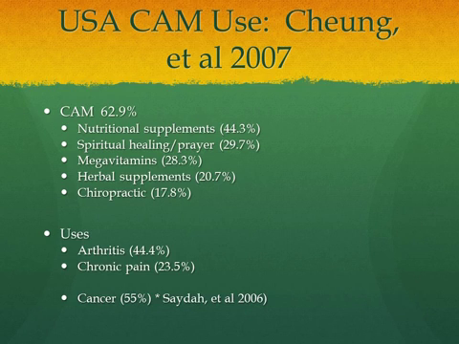In this study here, the CAM was used predominantly in non-cancer methods as nutritional supplements. Spiritual healing and prayer is felt to be complementary therapy. Megavitamins, herbal supplements, chiropractic was also considered to be complementary therapy. And the uses predominantly are in arthritis and chronic pain. This study here showed that in cancer patients, about 55% of patients were using CAM. So it kind of varies as to which study that you look at as to how frequent the use of CAM is in our patients.